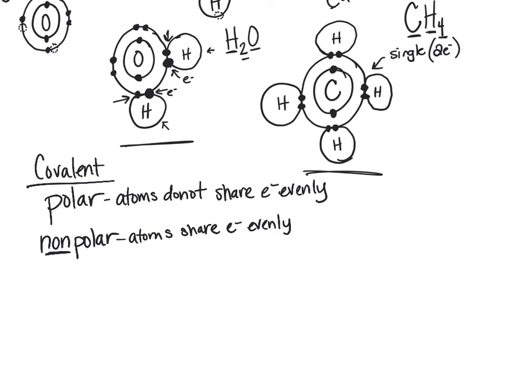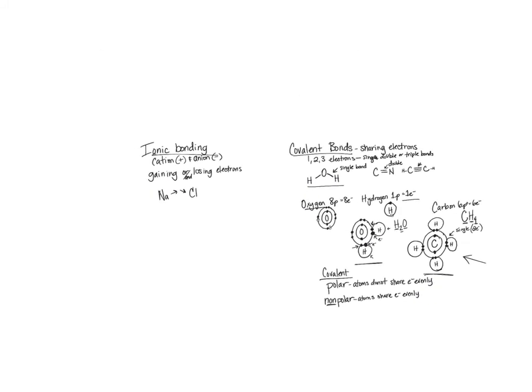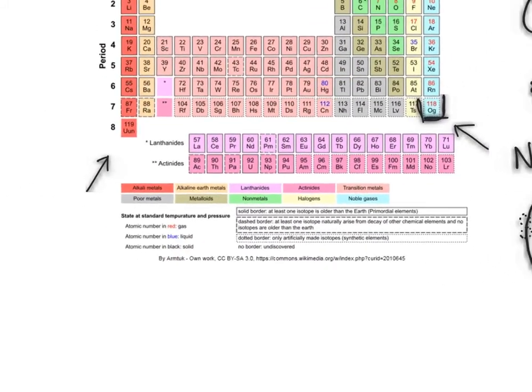So polar atoms do not share the electrons evenly, and nonpolar, where they do share evenly. So let's take a look at that, because this is a very, very important thing to understand as we're moving through the different systems. So let's look back up here at our example of our methane and our water. Actually, let's go to our periodic table. Hold on a moment. We'll zoom out, head back over to our periodic table, and talk about electronegativity for a moment.